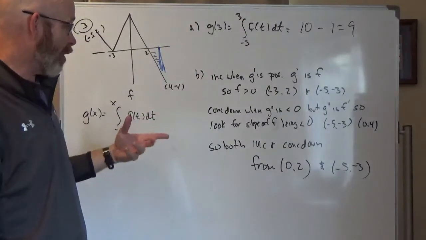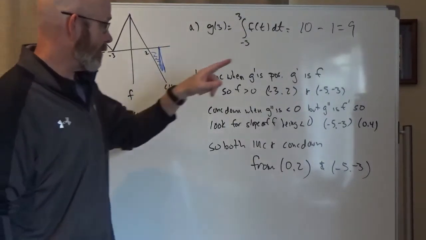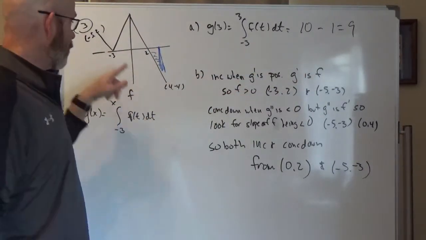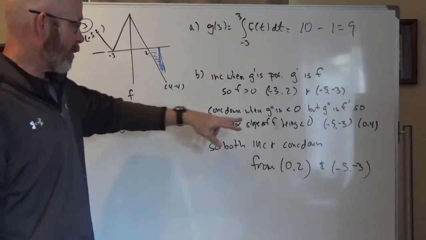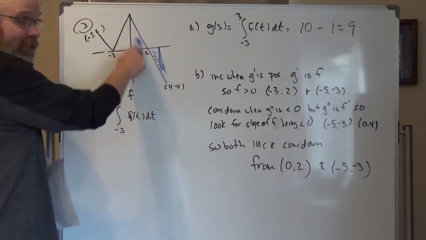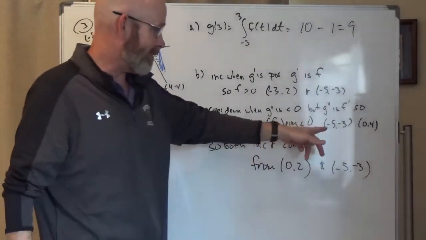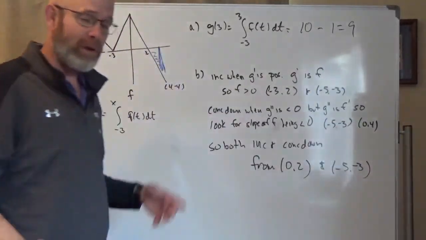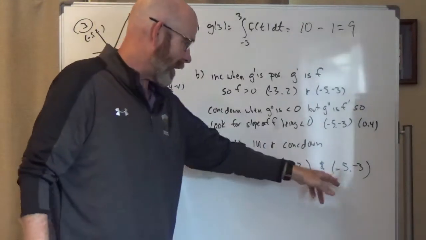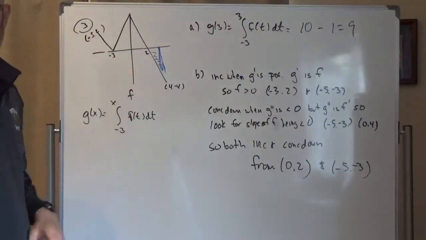And we want concave down also. So concavity is the second derivative. So the second derivative of g, the first derivative is f, so the second derivative is f prime, which is just slopes of this. So we want concave down, so we're looking for negative slopes. So negative slope here and negative slope there. So negative slopes, which is concavity down, from -5 to -3 and 0 to 4. And we're looking for what they have in common. And what they have in common, sorry I have these backwards, is from -5 to -3 and from 0 to 2.